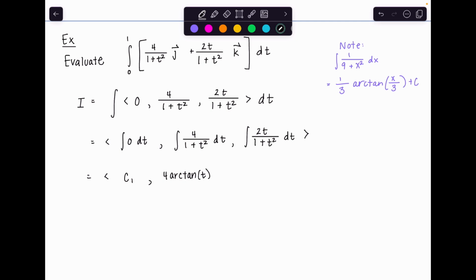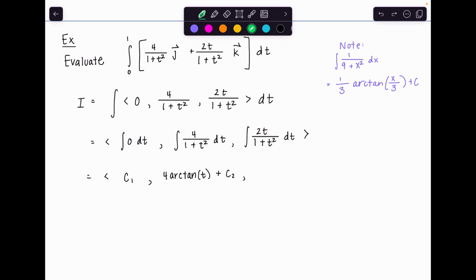And then again, because it's this indefinite integral, we have to add a constant, but it is a different constant that goes in the second component. So we'll call it C2. Now this last one, we need to make a u sub 4.